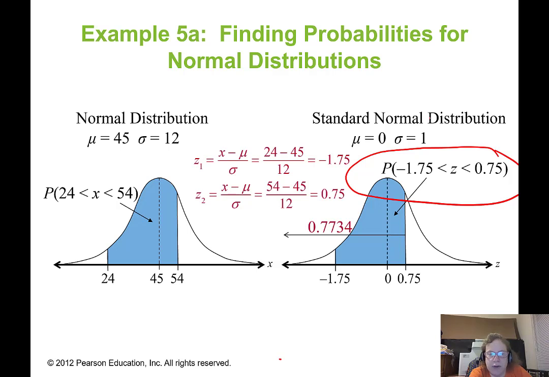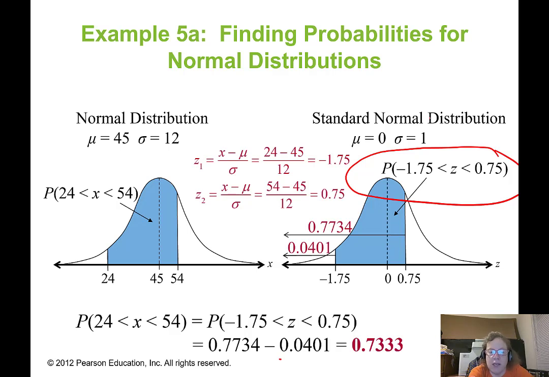And we figure out that the cumulative probability up to 0.75 is 0.7734. The cumulative probability up to negative 1.75 is 0.0401. And we put those together, and we get that the total probability that the shopper is going to be in the store between 24 and 54 minutes is about 0.7333. This is a good place to stop, reflect on what we've learned so far, and I will see you in the next set of slides.